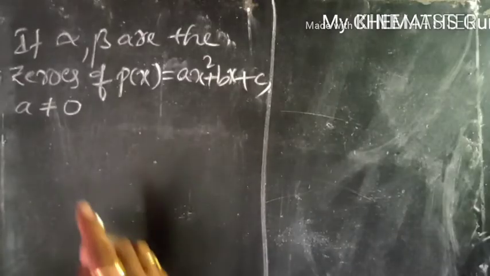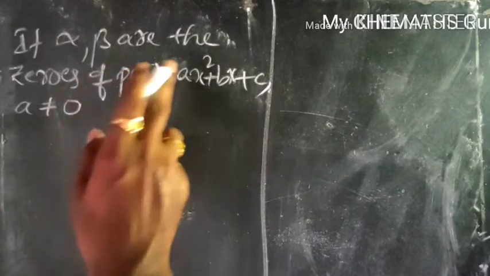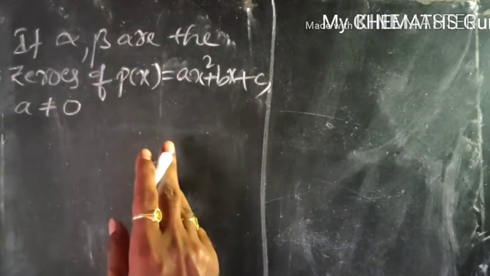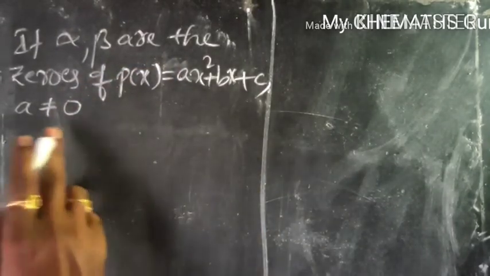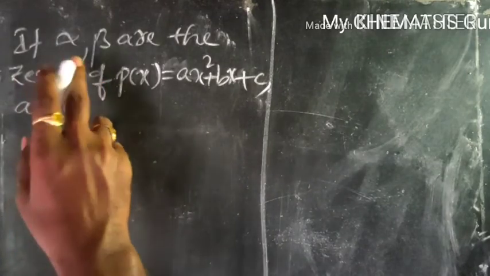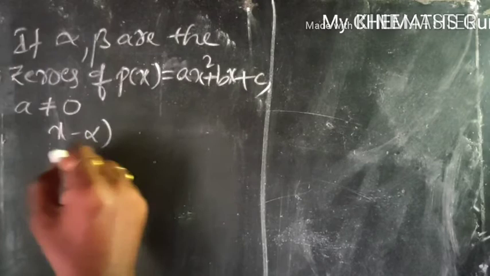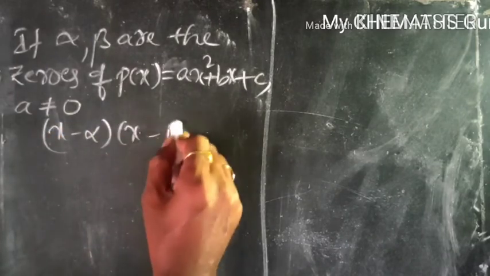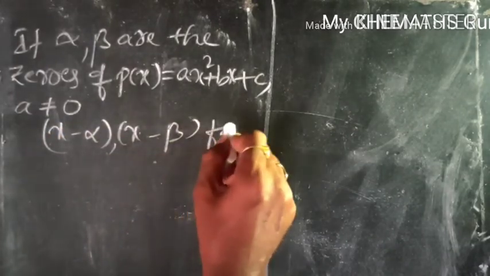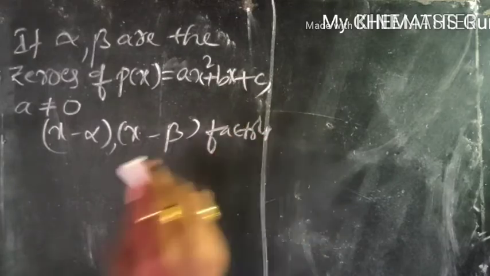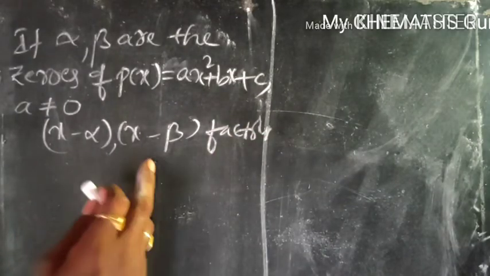See, now another small concept. If alpha and beta are the zeros of p of x equals ax square plus bx plus c, where a is not equal to 0, then since alpha and beta are the zeros, what are the factors? x minus alpha and x minus beta are the factors. Yes, these are the factors.